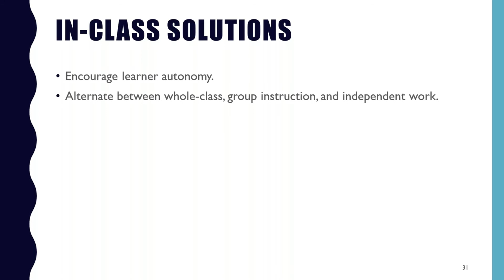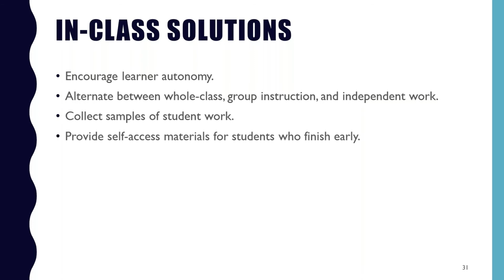So let's review. What are some in-class solutions you can use while you're there with your students? Encourage learner autonomy. Alternate between whole class, group instruction, and independent work. Collect samples of student work. So this is a way for you to get some feedback from your students to do some informal assessment, so that you can see what your students are doing when you're not able to be with them at every moment.